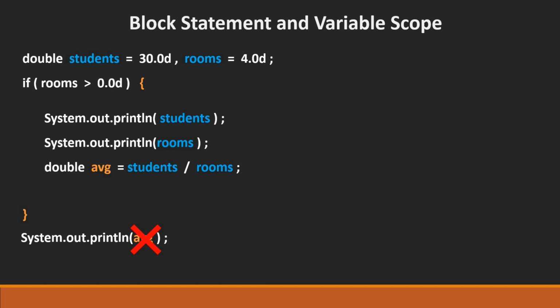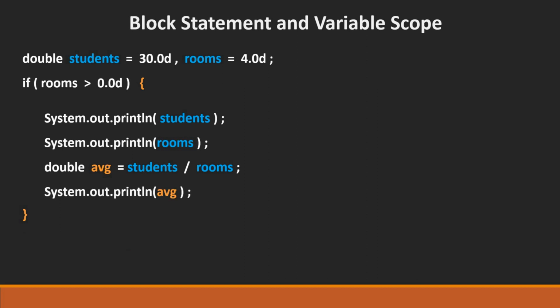So to solve this problem, I've got two choices. I could declare AVG before the if statement, because remember a variable is allowed to flow into a block, or I could simply take the print line and move it up inside the block itself. And that takes care of the issue. So again, variables declared before a block are visible inside that block, but any variable declared within a block is not visible outside of the block. Alright, so now in our next clip, let's get back into IntelliJ and we'll take a closer look at block statements.